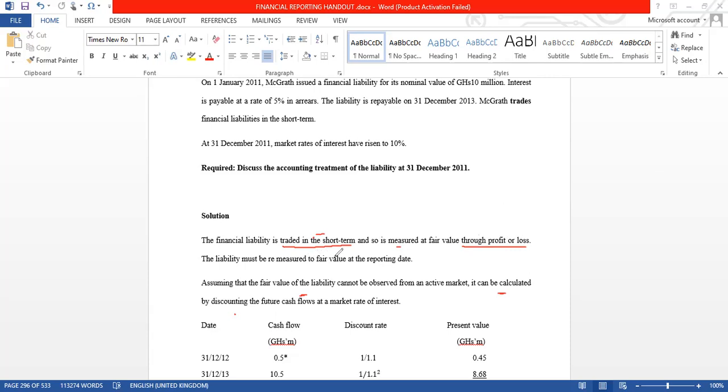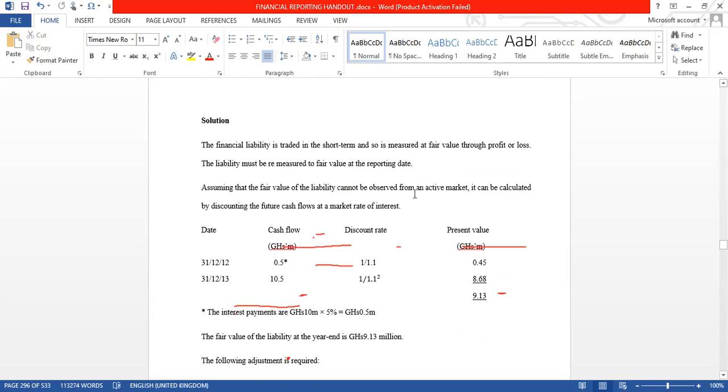And if you are going to measure at fair value, that is the normal thing that you do. So we say that the liability should be measured at fair value at the reporting date. Assuming the fair value of that liability cannot be observed from the market, then it is calculated by using discounted cash flows. So what you are going to do here is to take the cash flow. All right. And how do you derive this 5,000? Okay. You go through your initial measurement. Go through your initial measurement, and that is what you see.